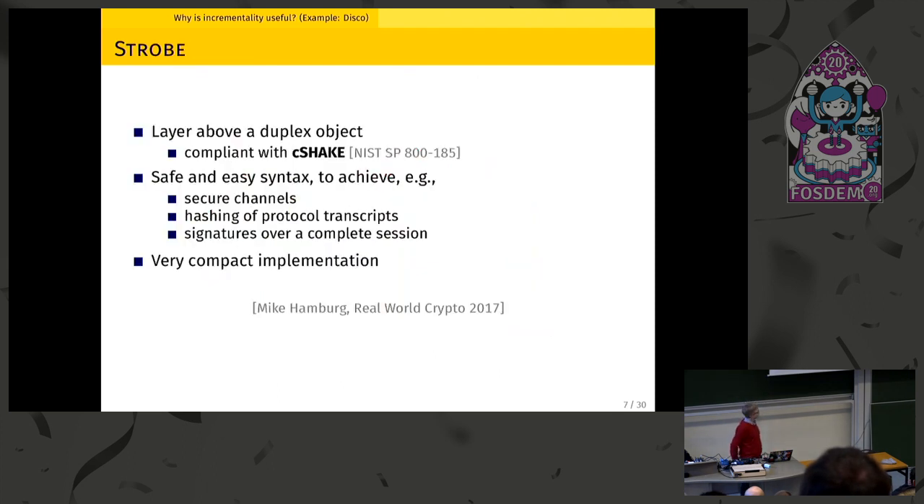One thing that we can do is to use the STROBE protocol. The STROBE protocol was designed by Mike Hamburg, and it was presented at Real World Crypto three years ago. It's just a layer on top of duplex, but it provides a really nice and simple syntax that you can use, for instance, to build secure channels or to hash the transcript of a protocol. It's simple enough that it allows for a really compact implementation. In terms of lines of code, it's fairly compact.